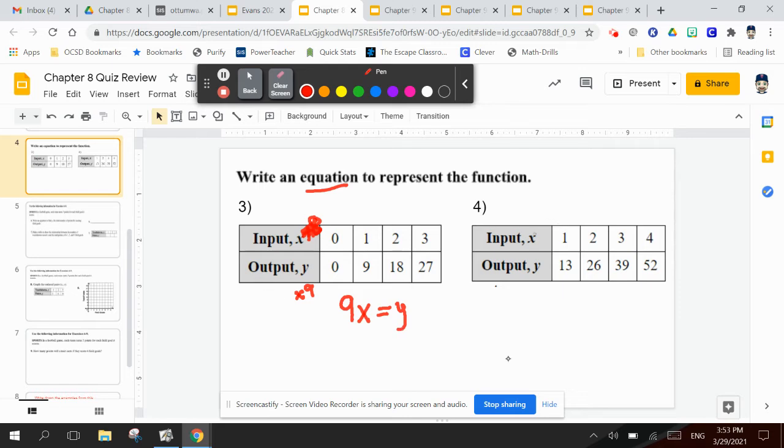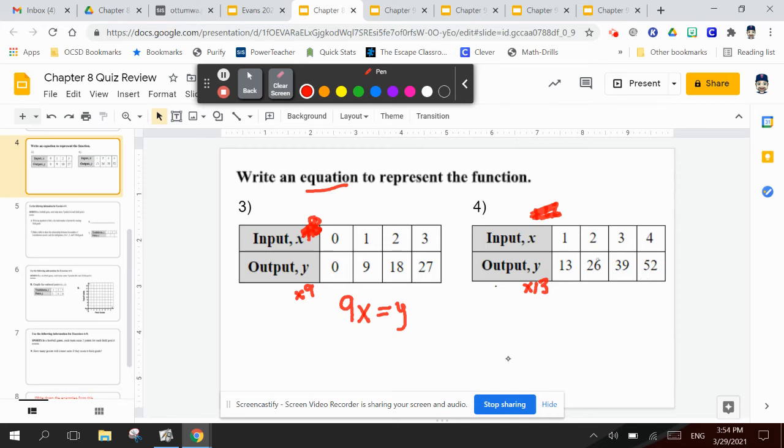On number 4, I have x is 1, y is 13. So again, it could be add 12, or it could be multiply by 13. Is 2 plus 12 26? No. 2 plus 12 is 14, so that rule doesn't work. Is 2 times 13 26? Yes. 3 times 13 39? Yes. 4 times 13 52? Yes.